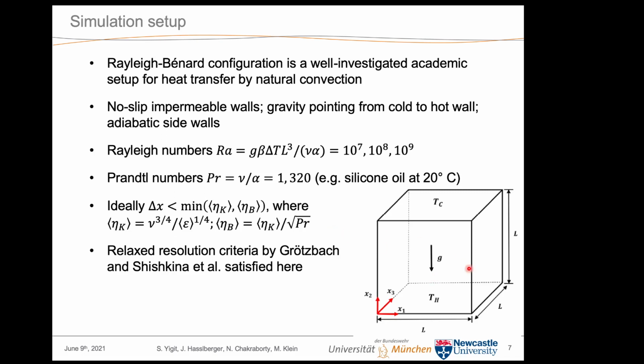Here is a sketch of the computational domain on the bottom right. So we have Dirichlet boundary conditions at the top cold wall and at the bottom hot wall. In addition, we have adiabatic sidewalls, and also in terms of the velocity, we have no slip condition everywhere.